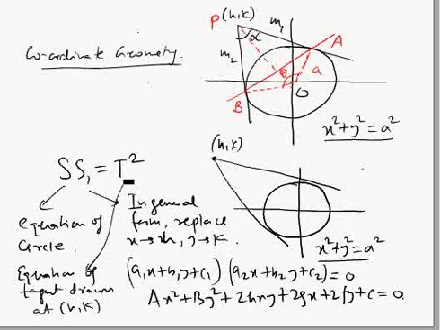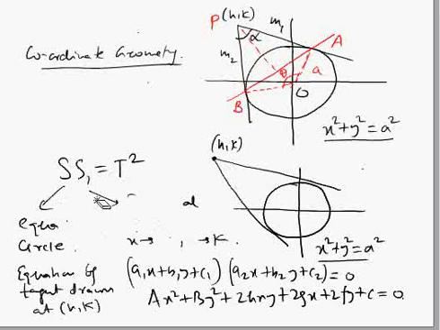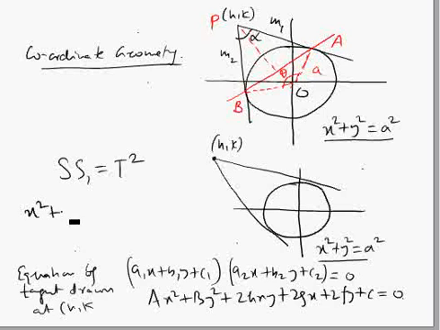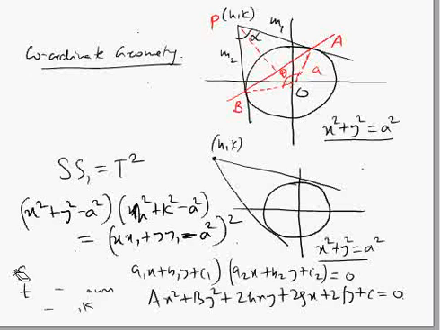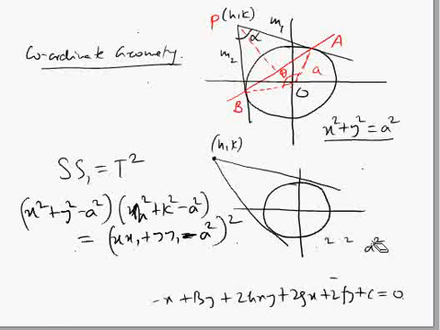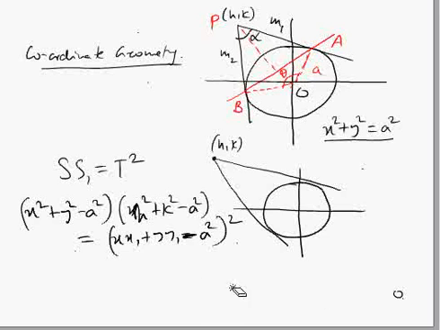So if you write this, the equation of the circle is x square plus y square minus a square, into the equation of the circle where we replace x by h, so it is h square plus k square minus a square, equals T square. The equation of the tangent drawn at (x1, y1) to a circle whose center is at the origin is this, and we take the square of this. So this is the equation of a pair of lines. In this case, we can say this is the equation of the pair of tangents PA and PB. This is a degree 2 equation.